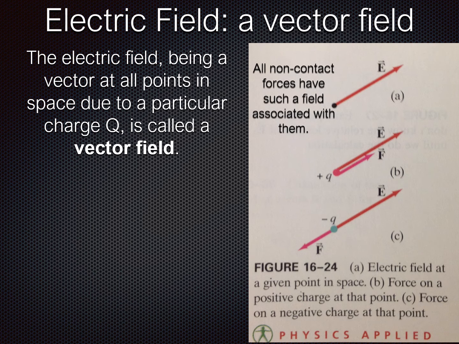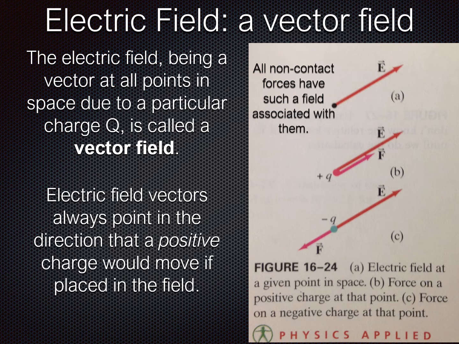All non-contact forces have a field associated with them. So just like we're talking about here with an electric field, gravity itself also has what we call a gravitational field. You could, if you wanted to, define a gravitational field by taking away one of the masses from the formula. Now, we didn't actually do this, but if you go on in physics, such as college level physics, you'll talk about something called a gravitational field, and you can measure it and calculate it, just like we're doing here with the electric field.